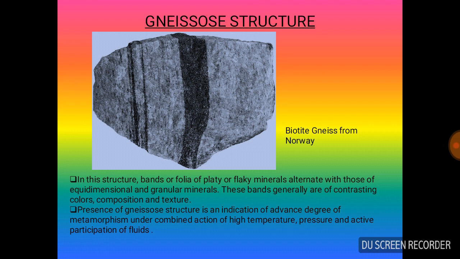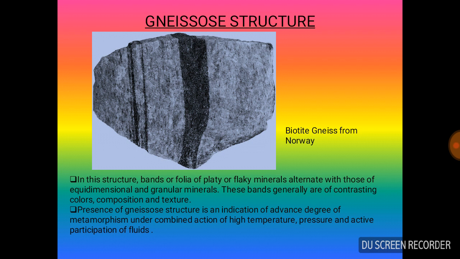Now let's go to the next part, the gneissose structure. You can see in the diagram a biotite gneiss from Norway. The sample is collected from Norway. In this structure, bands or folia, the term is very useful, of platy or flaky minerals alternate with those of equidimensional and granular minerals. These bands generally are of contrasting color, composition, and sometimes texture.